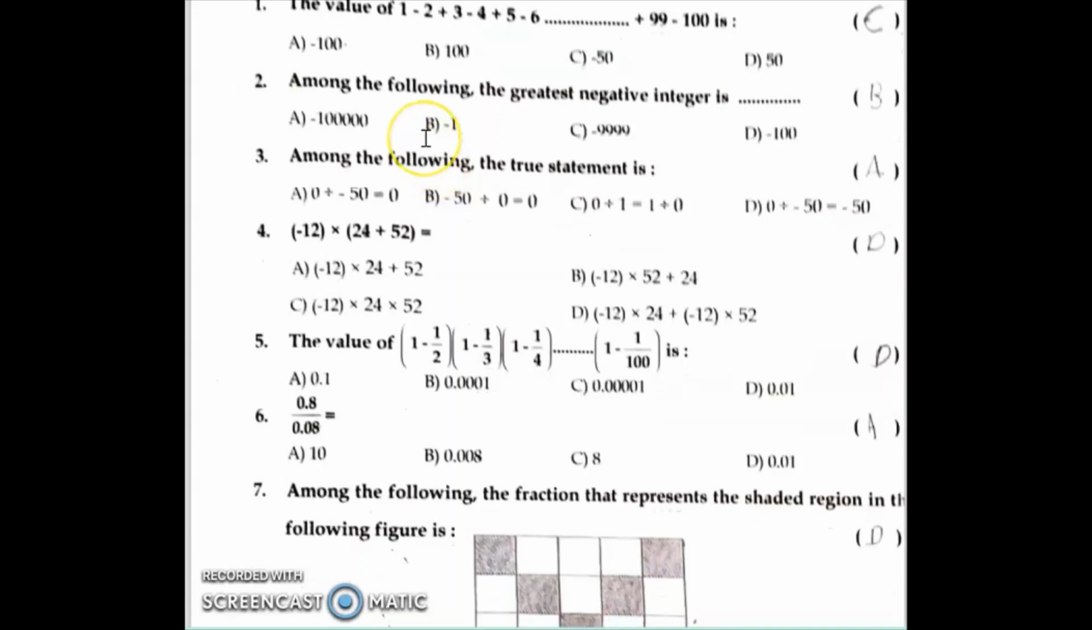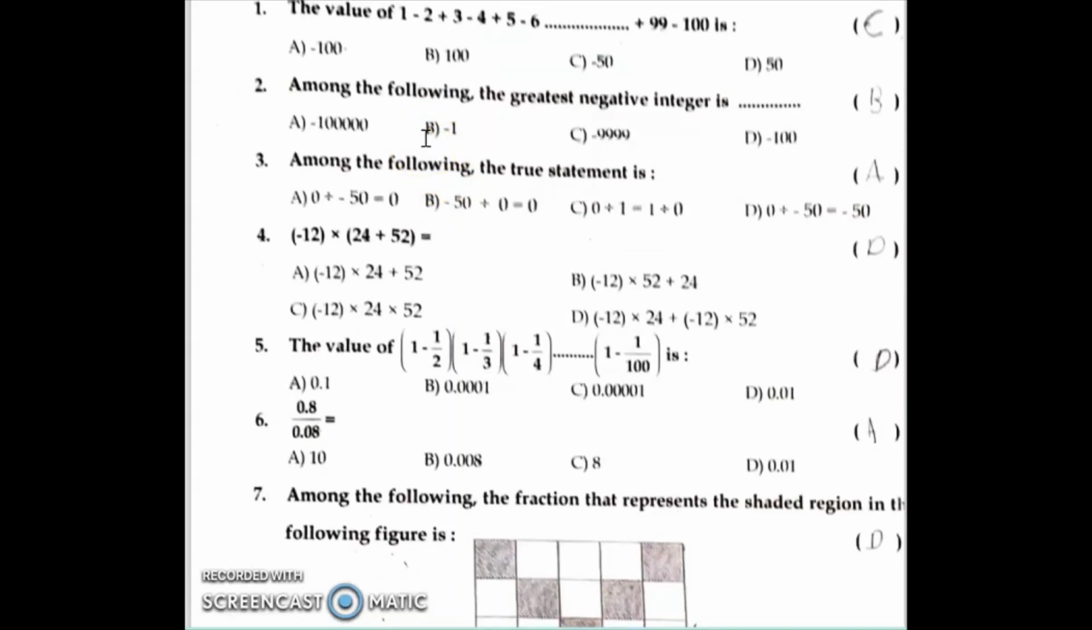First question: the value of 1 minus 2 plus 3 minus 4 plus 5 minus 6 and so on till plus 99 minus 100 is. The correct option here is minus 50. C is the correct option for this answer.